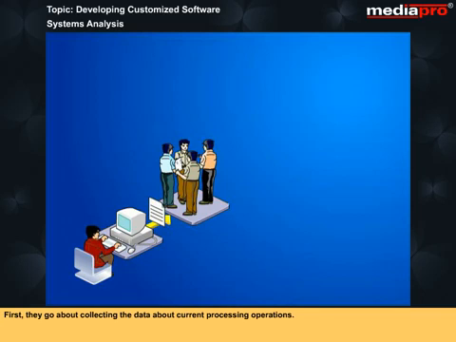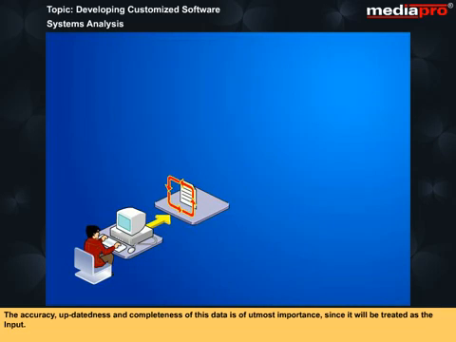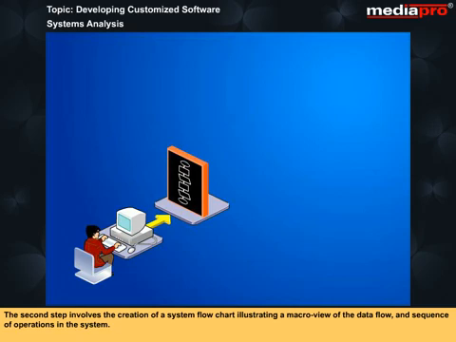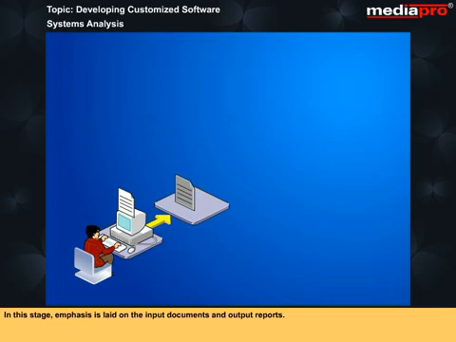First, they go about collecting the data about current processing operations. The accuracy, updatedness and completeness of this data is of utmost importance since it will be treated as the input. Second step involves the creation of a system flowchart illustrating a macro view of the data flow and sequence of operations in the system. In this stage, emphasis is laid on the input documents and output report.